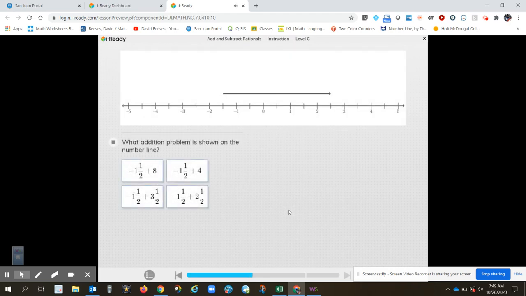All right. What integer problem is shown on the number line? So let's take a look at what we have here. If we go between whole numbers 0 to 1, 1 to 2, 2 to 3, do you see how there's two lines? So each of these is a half. Then we have 1, and then we have 1.5, and 2, and 2.5, and 3, and 3.5.